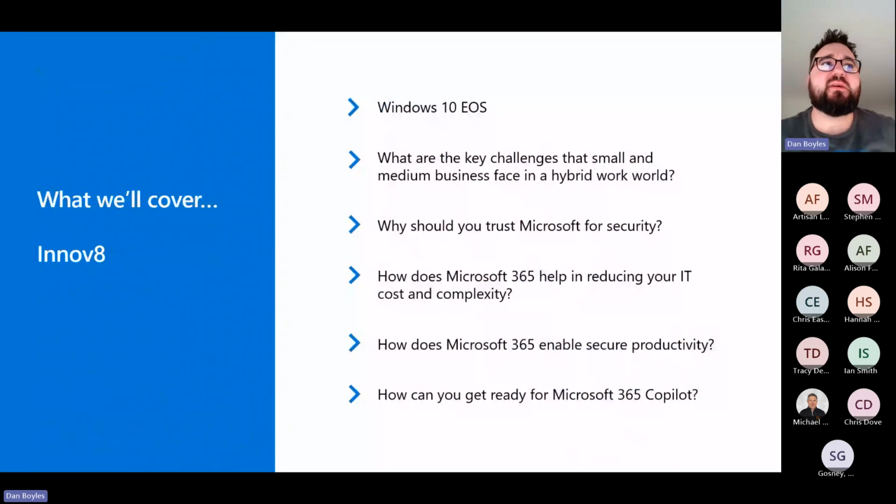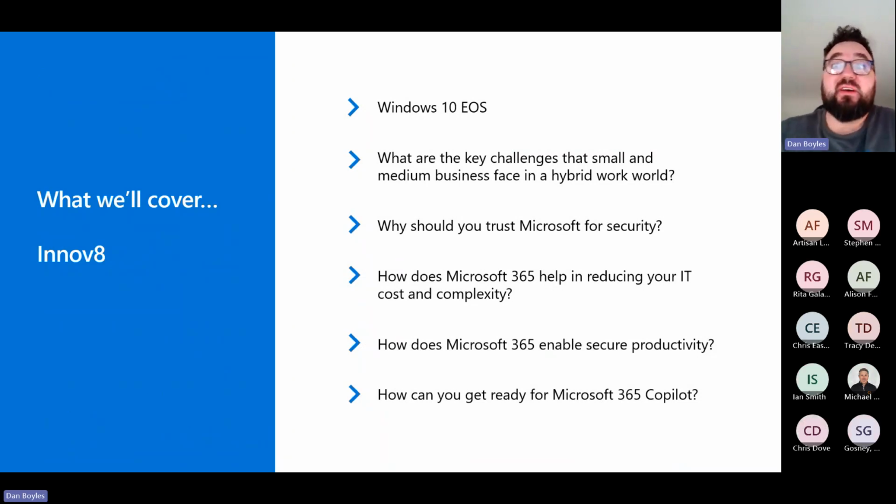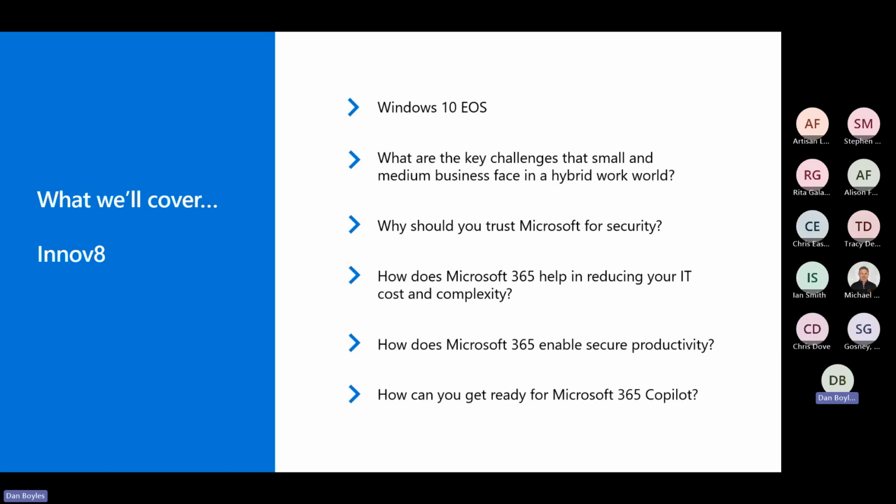Okay, hopefully everyone can see my screen. So what we're going to be covering today. We're going to have a look at Windows 10 end of support and what that means. What are the key challenges that we have currently in today's climate, post-COVID, really, because I see COVID as a defining point and a changing point in all of our landscape IT-wise. How can we use M365 to reduce your IT complexity and your cost? How does M365 enable secure productivity, and what is that? And how can you get ready for Copilot? Which, in case anyone hasn't heard of it, is the hottest thing on everyone's lips at the moment. It is Microsoft's newest AI offering into the commercial landscape.